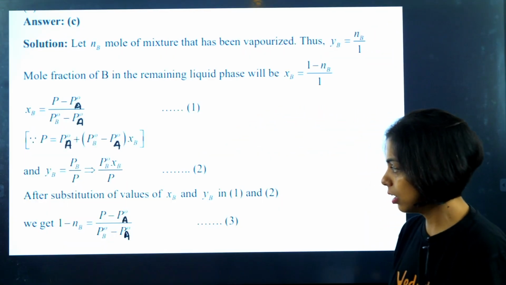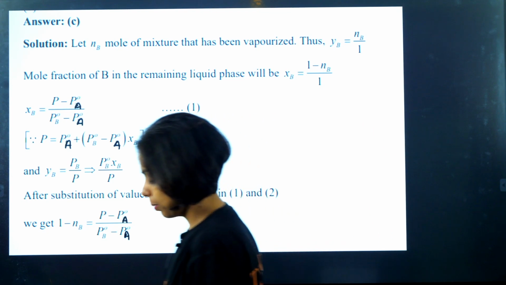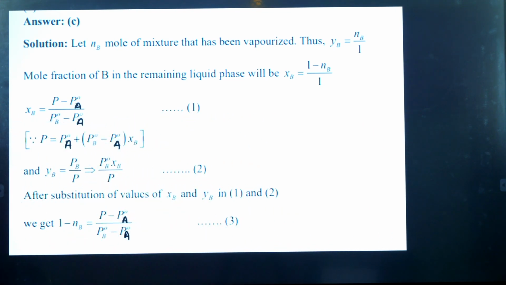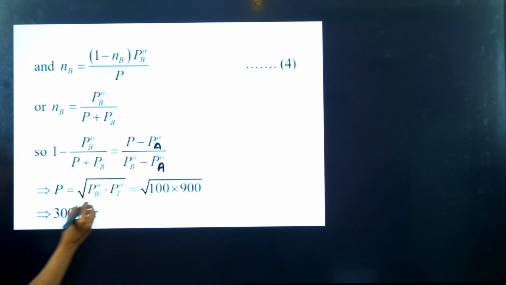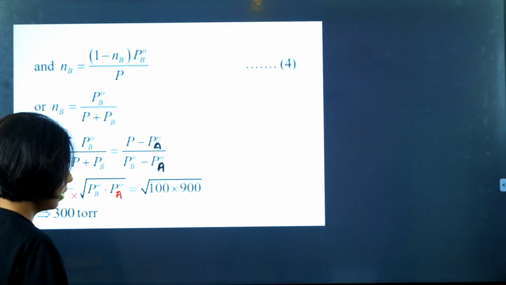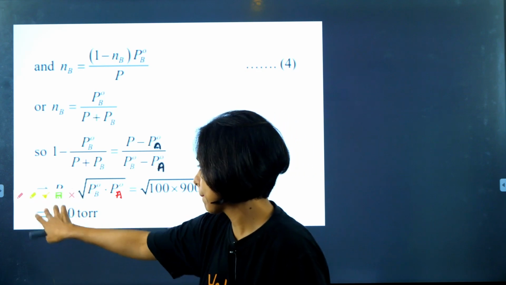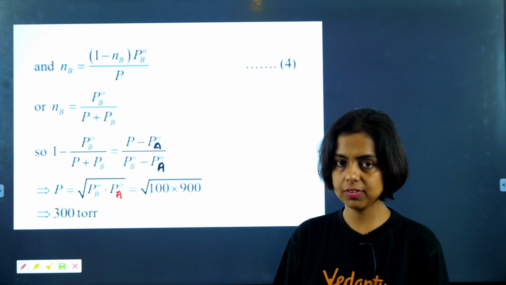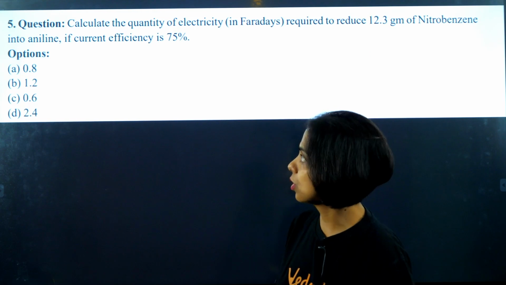So you can check here. If you have solved this question on paper, I am sure you can do it pretty nicely if you get this concept, right? So ultimately the P total is the square root of P naught B times P naught A. This is P naught A, guys. That is 300 torr. The same way, just as I told you. Let's move on to the next question now.